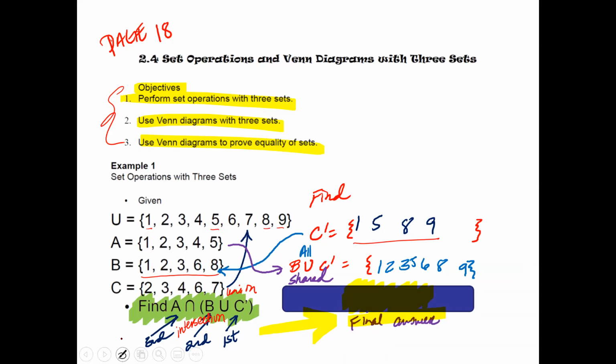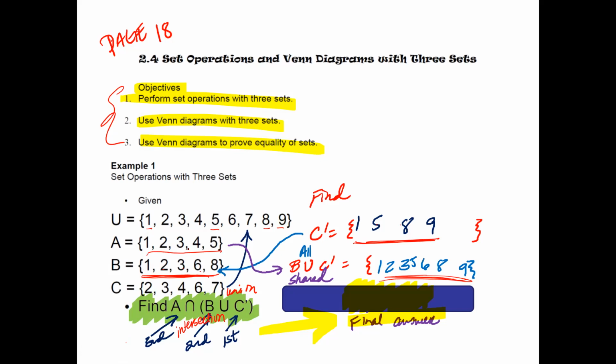So what essentially I'm doing is comparing B with not C. And because it's a union, you're going to include everything. So that's going to be 1, 2, 3, 5, 6, 8, 9, which is what you have right here. Okay, so now we're done with the B union not C. Let's now look for set A. Set A is going to be 1, 2, 3, 4, 5.